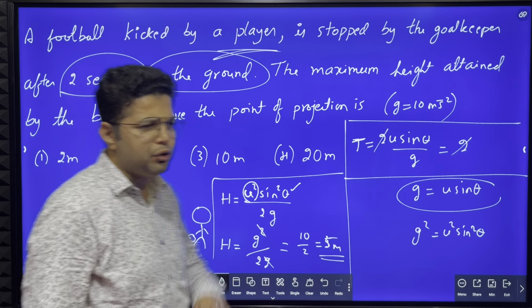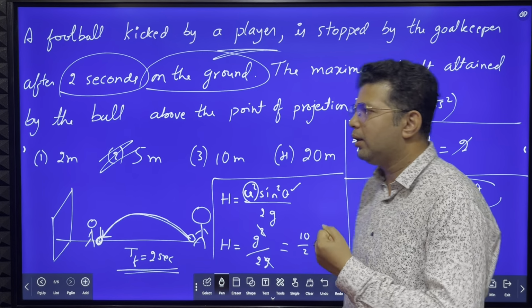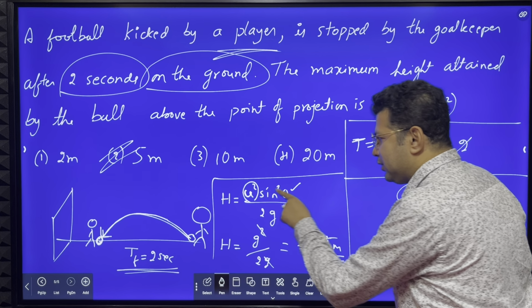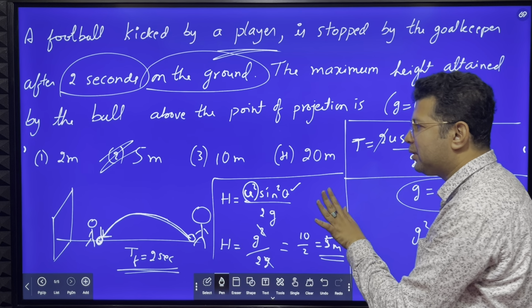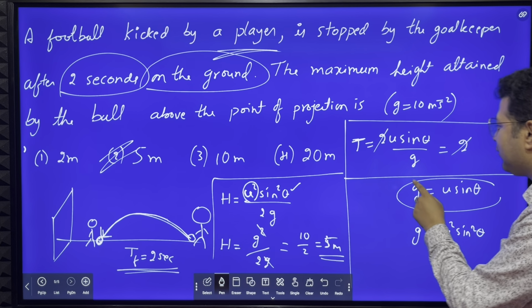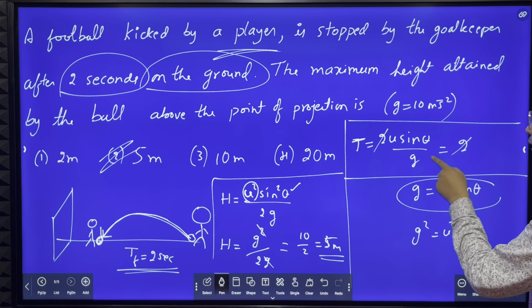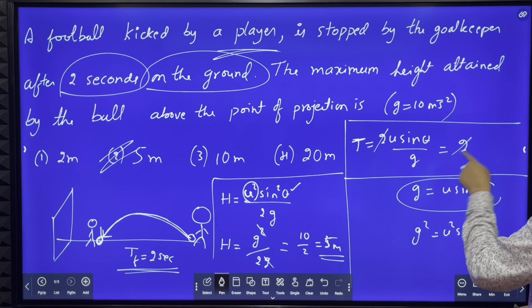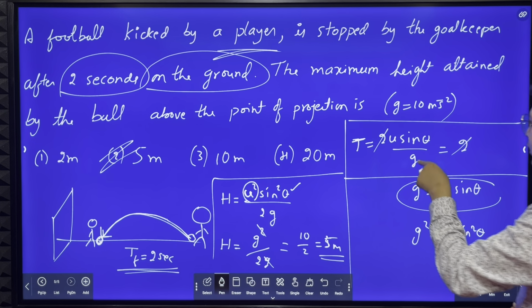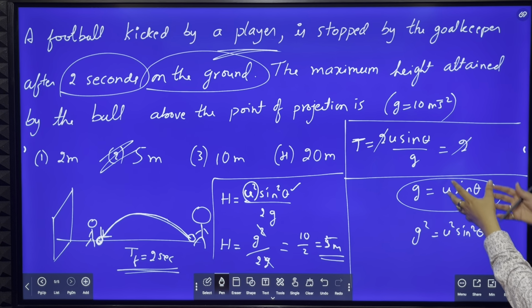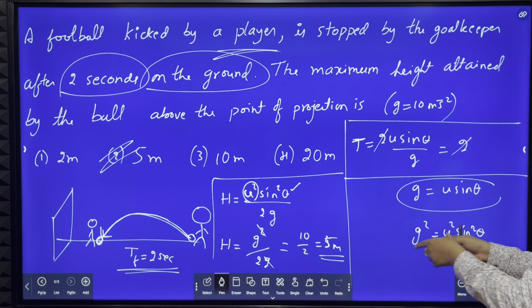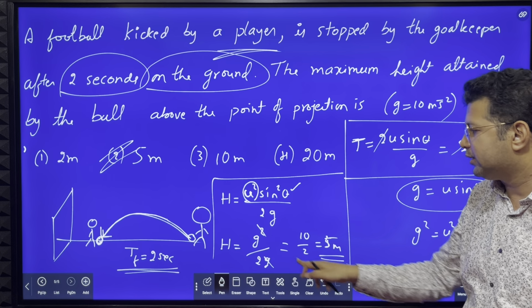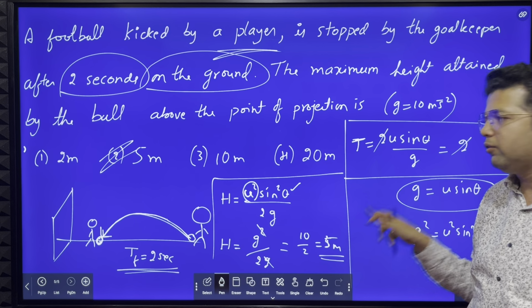This is not very simple actually. To find the maximum height, they should give initial velocity and angle of projection, but that was not given. But time of flight was given. Using time of flight, I can write g is equal to u sin theta, because 2u sin theta by g equals time of flight, that is 2 seconds. 2 gets cancelled. g is equal to u sin theta. So u square sin square theta equals g square. In the place of u square sin square theta, I substitute g square. One g gets cancelled. h equal to g by 2, 10 by 2, 5 meter.